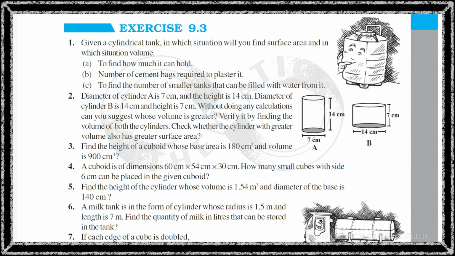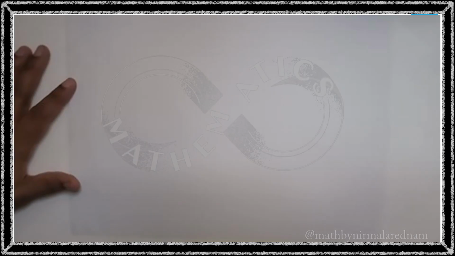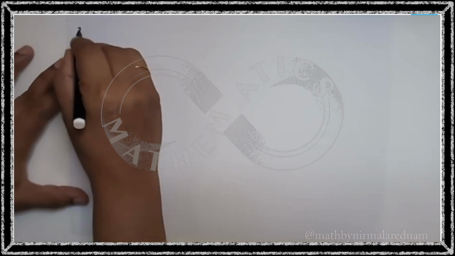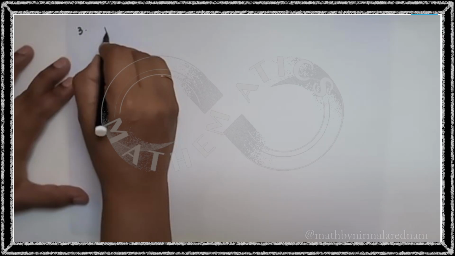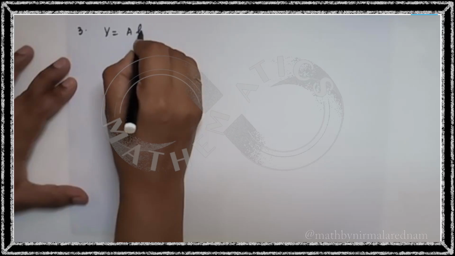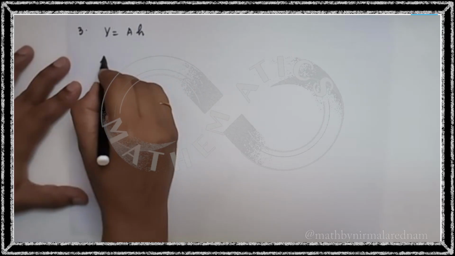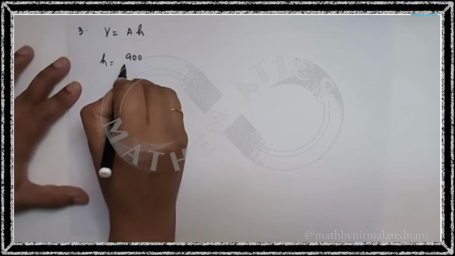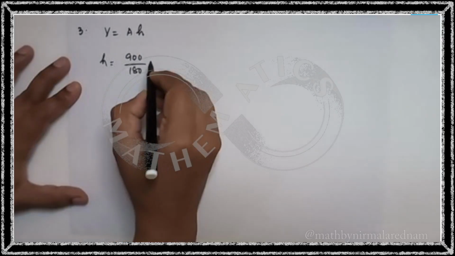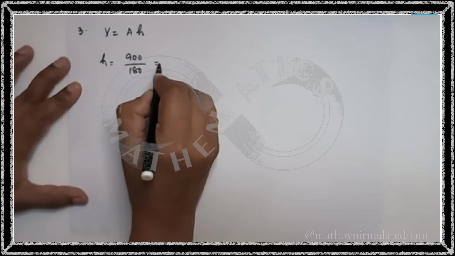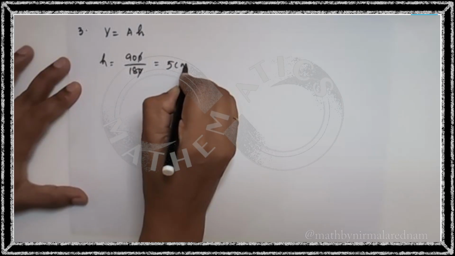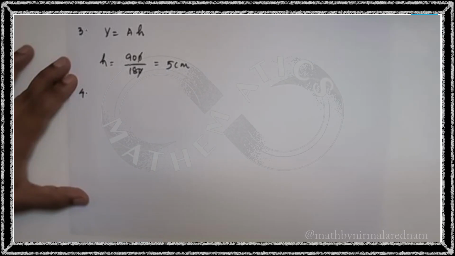So next question, find the height of a cuboid whose base area is 180 square centimeters and volume is 900 centimeter cube. So we know what to do when we have base area given to us and volume given to us. How do you find the height, right? So height is nothing but volume by base area, right? Which is nothing but 5 centimeters. That's the answer for the question.